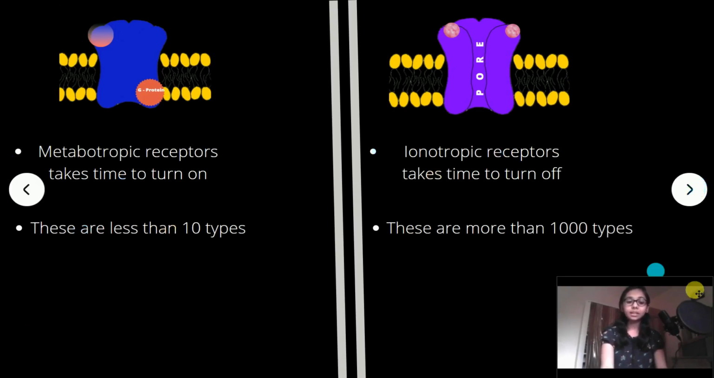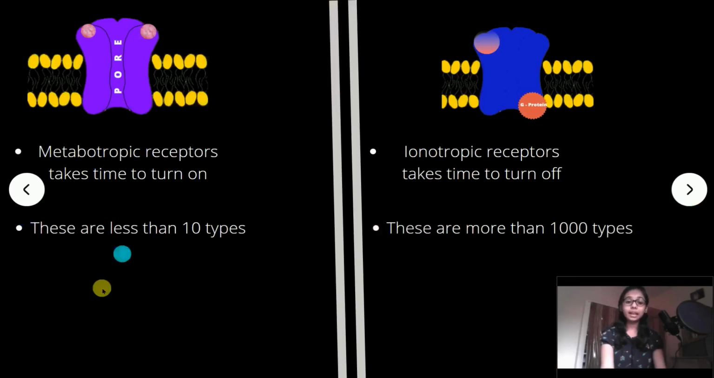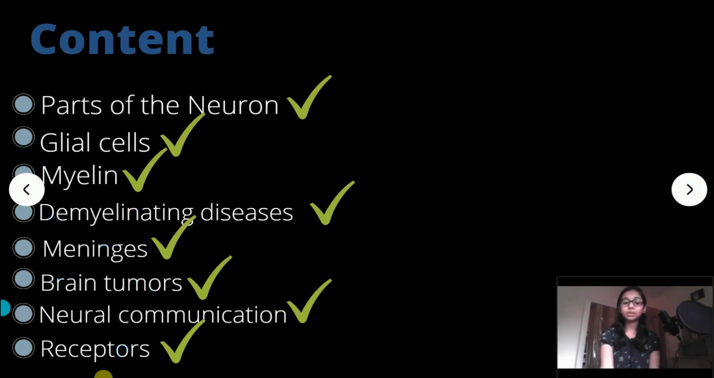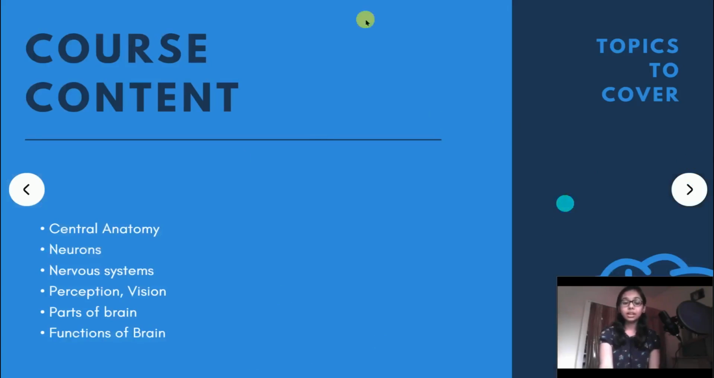The other difference is that there are fewer than 10 types of metabotropic receptors, and there are more than 1000 types of ionotropic receptors. So these are very few and these are very many. That's it for today, and we have learned about receptors and we have completed the topic neurons.